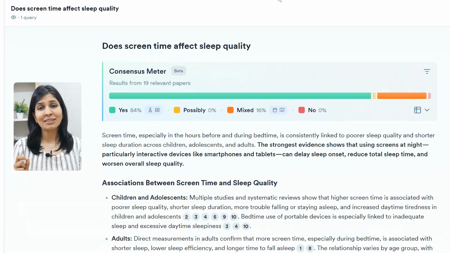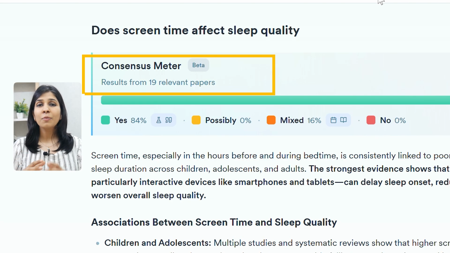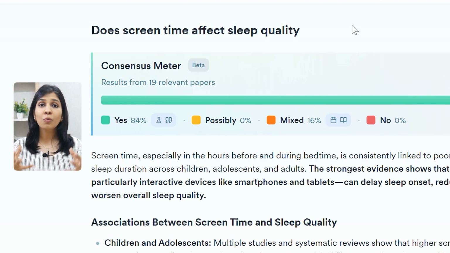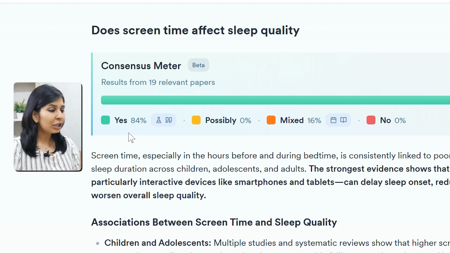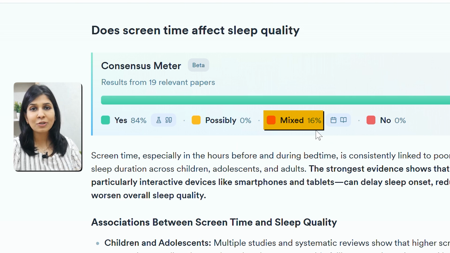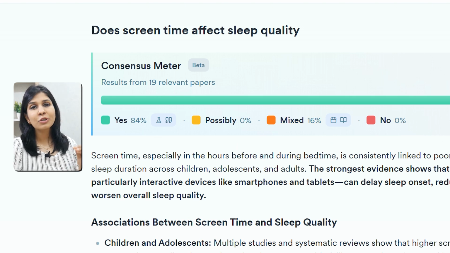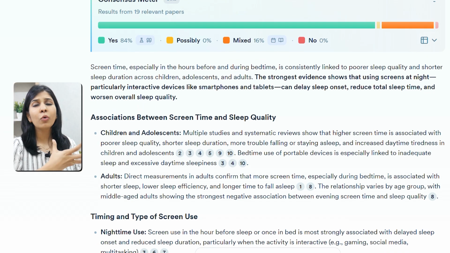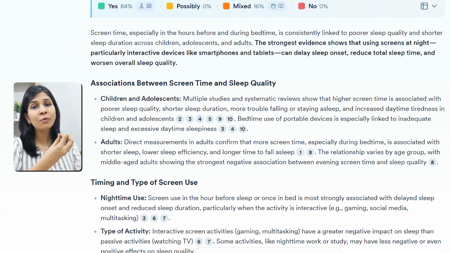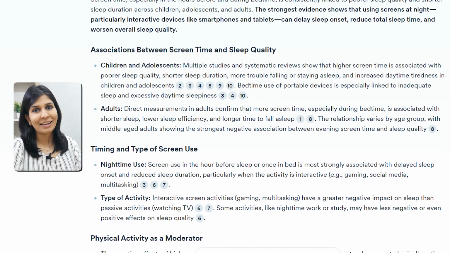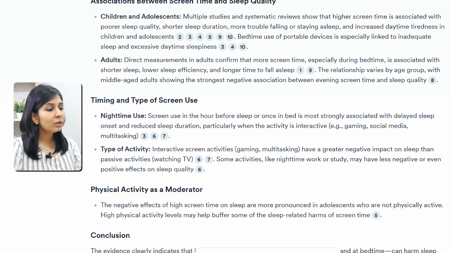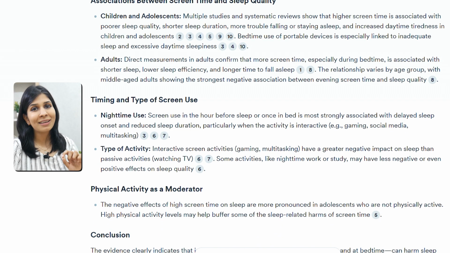Now the most unique and interesting feature of Consensus is the Consensus Meter, which in one glimpse tells you what the research out there has to say. Here if you see, 84% say yes and 16% have a mixed opinion on it. Now below this you have a summary which gives you a quick overview of all the findings and what the papers are actually saying. And if you see, all the different points have been supported by citations.